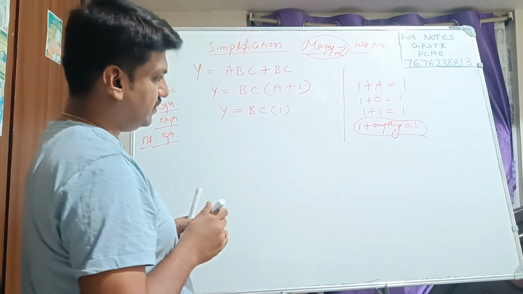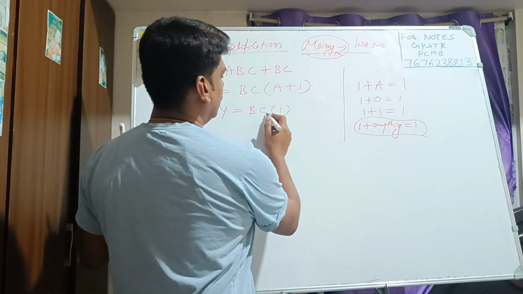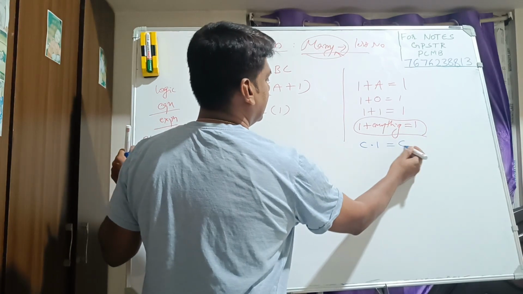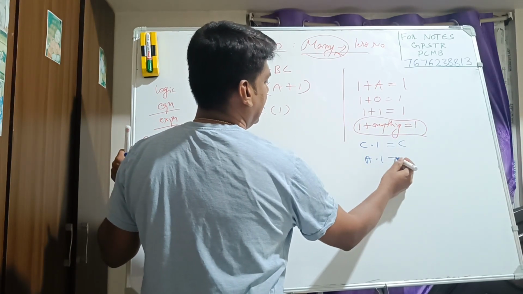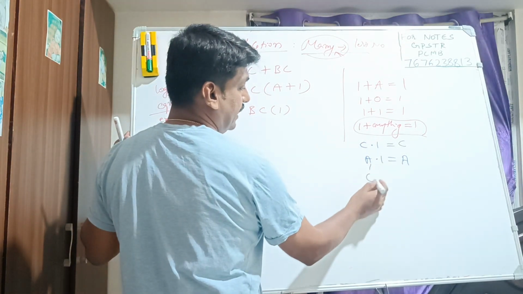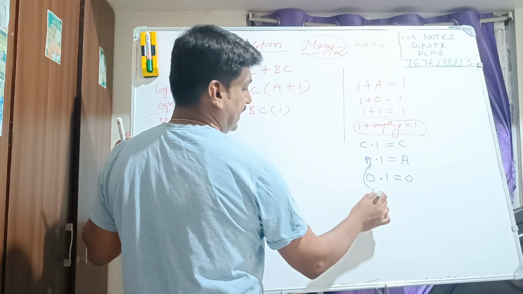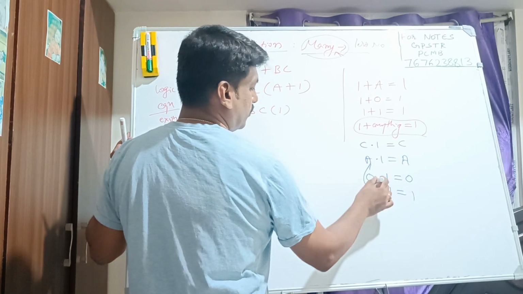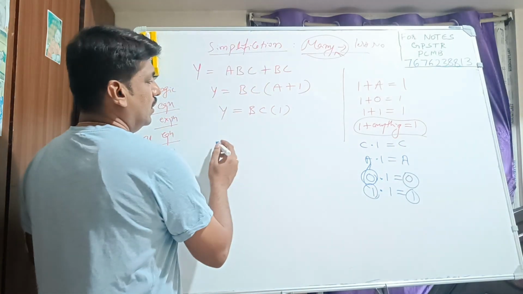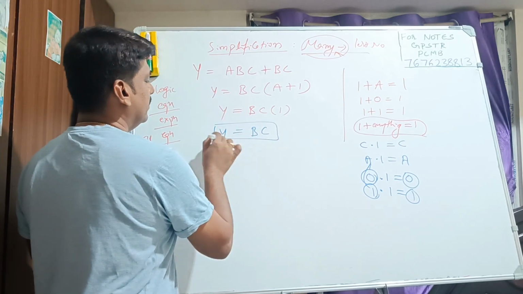So this is the first step of simplification. Next, we have B, C and 1. Between C and 1, what is there? Multiplication. C into 1 is C, because what is A into 1? A into 1 is A, it is not 0. Because what is the value of A? Take A as 0: 0 into 1 is 0. Take A as 1: 1 into 1 is 1. Whatever value of A you take, that result you get. So C into 1 is C, and y = BC is what you will get.